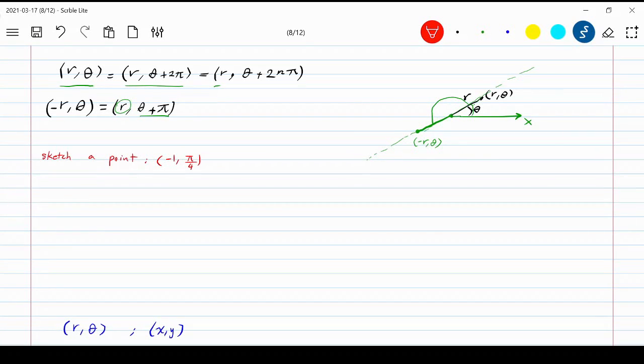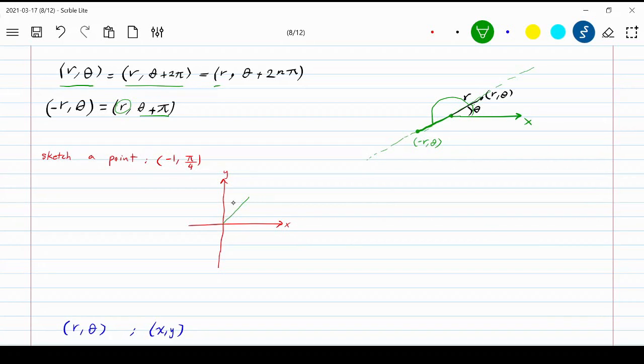This is in polar coordinates, so we want to sketch this in the Cartesian system, which means I need to look at the x-axis and y-axis, but we focus on the radius and angle. So first, figure out what the angle pi over 4 is. Pi over 4 would be 45 degrees, somewhere along this, and we need to find the radius negative 1.